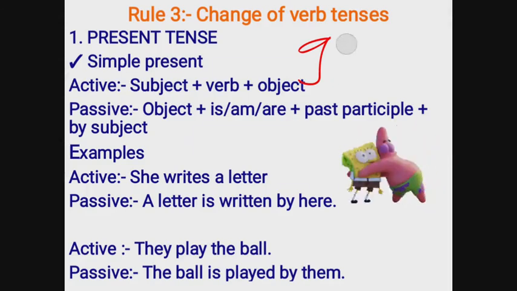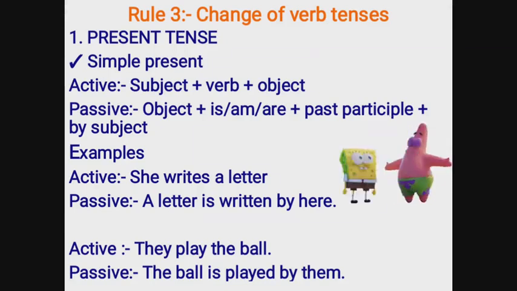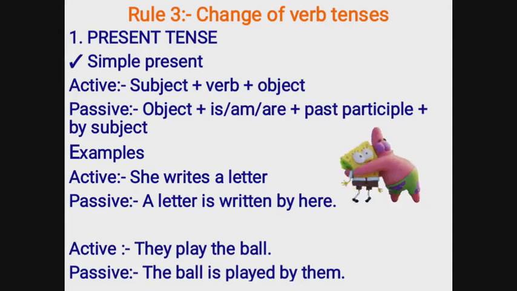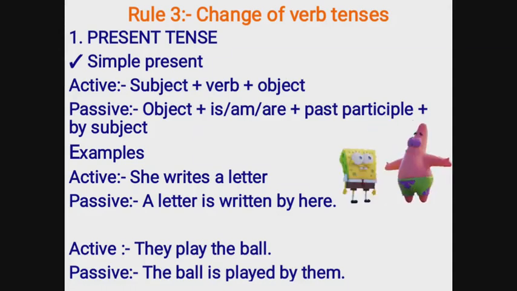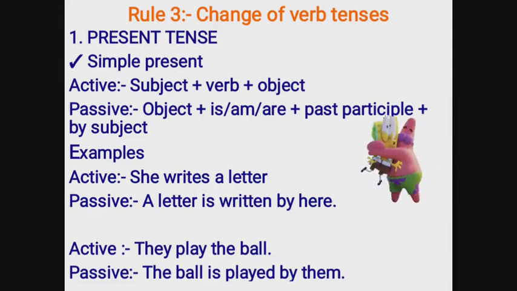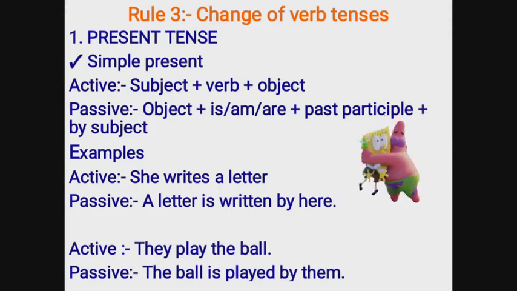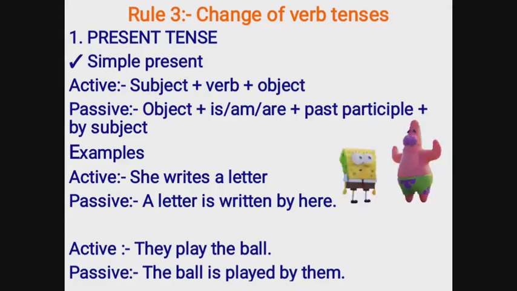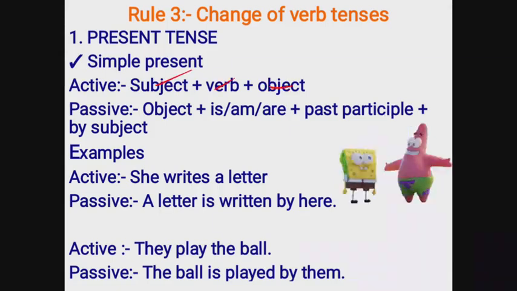Let's look at some examples to understand what we're seeing right here. Let's start with the first tense that we have here, the present tense. Now, I've taught you tenses in verbs. Let's start with the simple present tense. Let's look at the structure of a simple present tense. In the active form, we have the subject plus the verb plus the object. That is for the active voice.